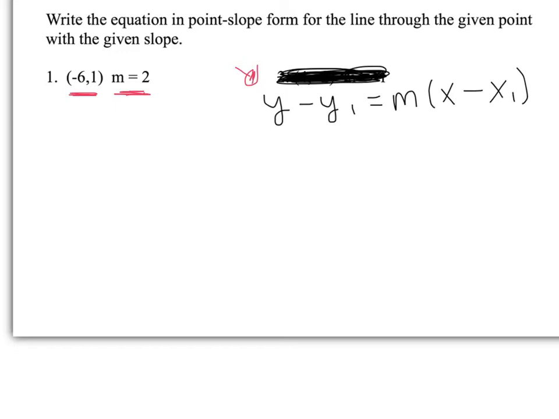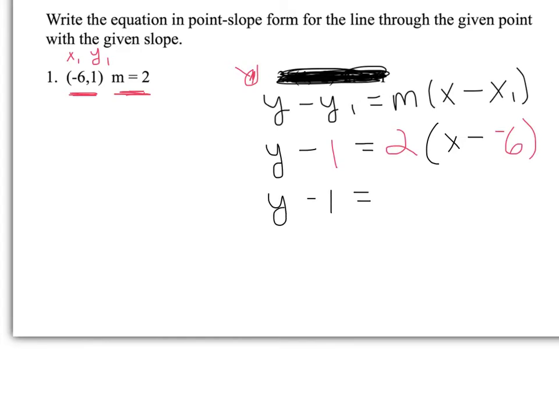Okay? So let's see. This point right here is going to be x1 and y1. That's my ordered pair. So I'm going to go to my equation and I'm going to plug in for y1, which is going to be 1, and then equals, I can plug in 2 for slope, and then I'm going to plug in -6 for x1. I'm going to rewrite this equation, because x minus -6 is the same thing as saying x plus 6. Now it looks a little nicer.